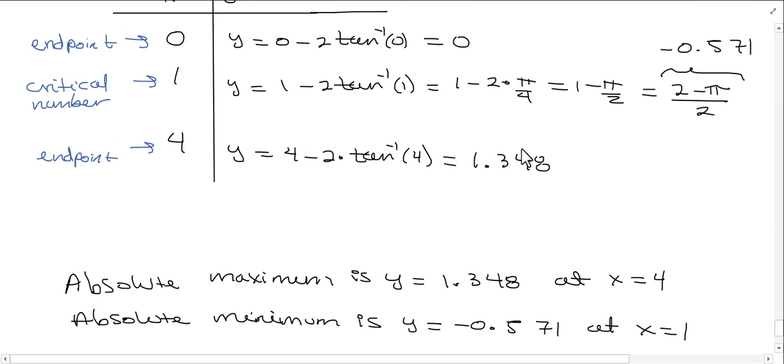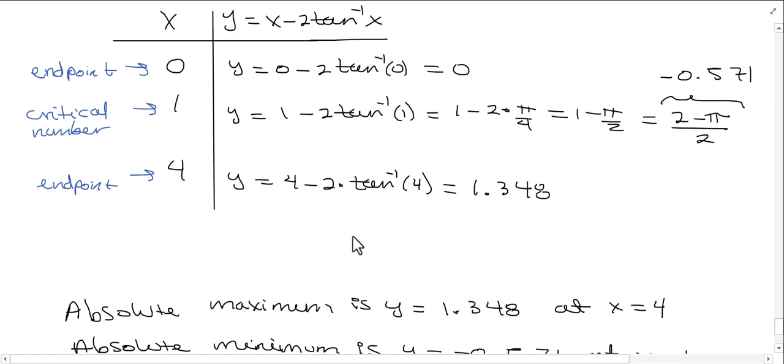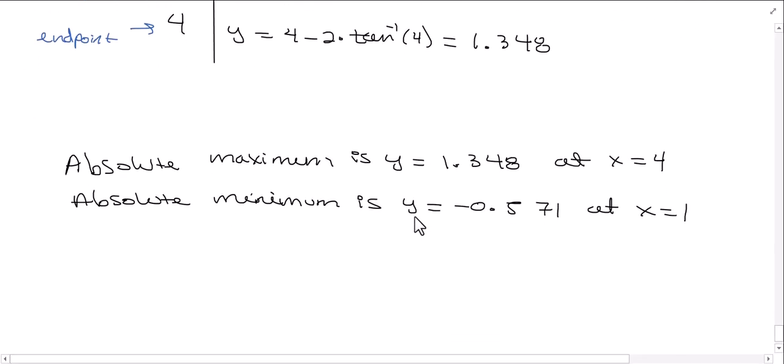I would prefer, I guess, to leave them in their standard form, like 2 minus pi over 2 and 4 minus 2 inverse tangent of 4. But I know in the homework sometimes you're asked to put it in decimals. Pay attention to how many decimals you're supposed to round to. That way you do not get marked wrong.